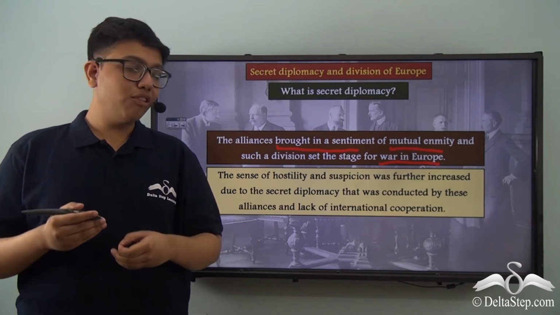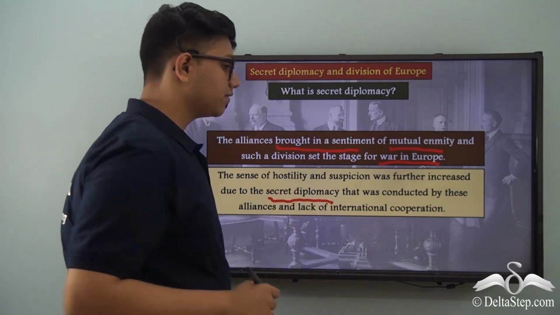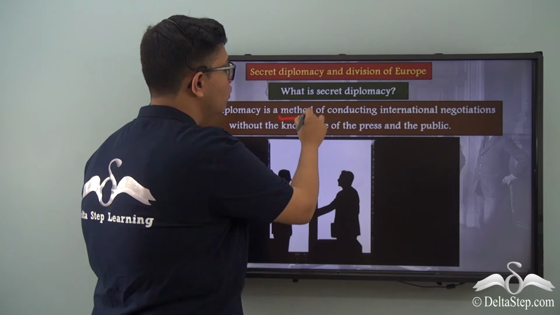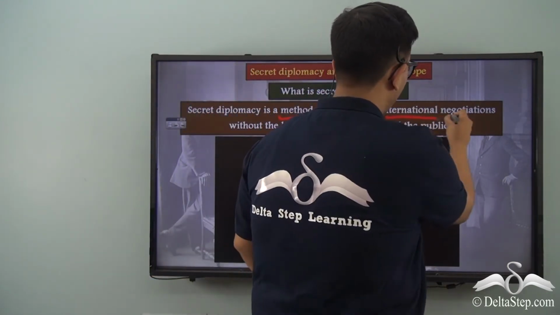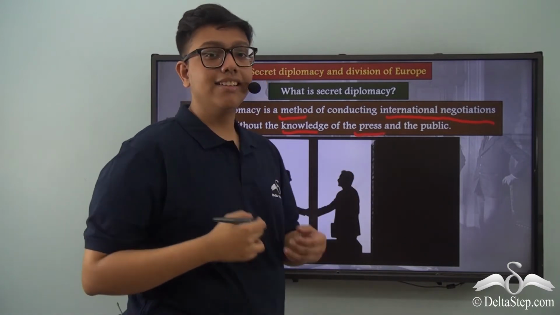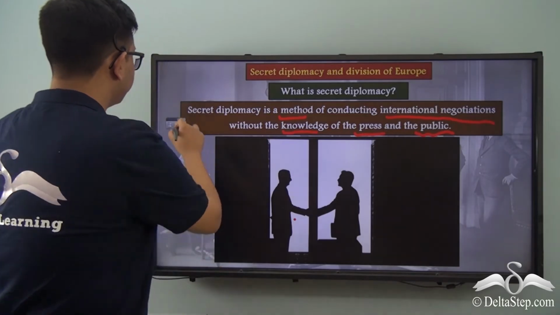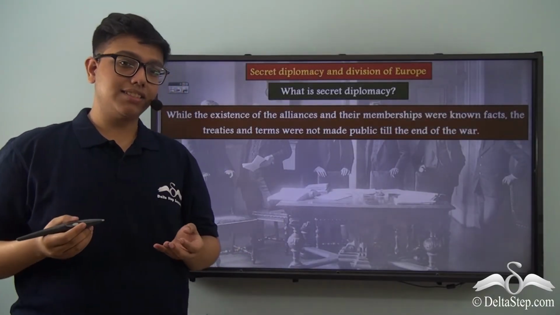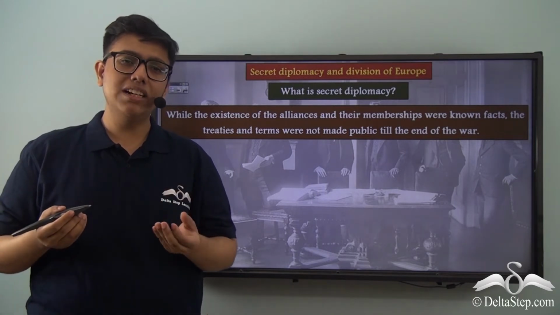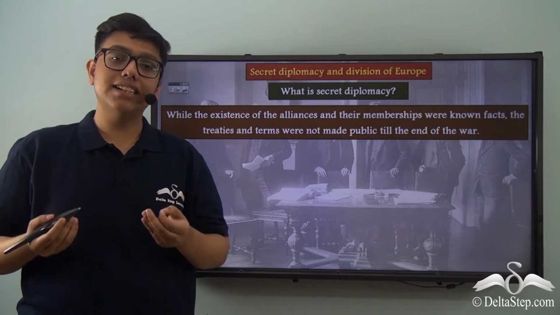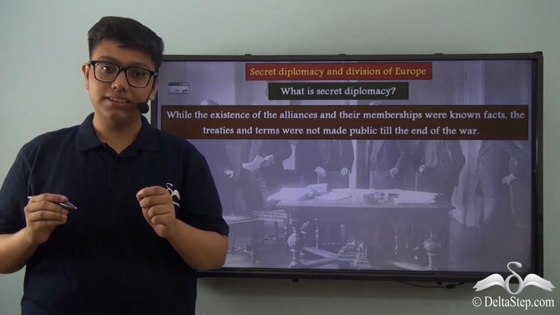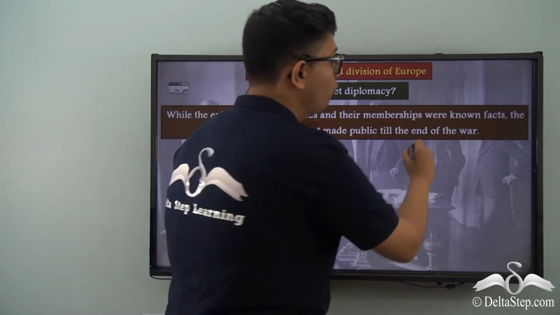So now let us study in detail what exactly this secret diplomacy is. So what is secret diplomacy? Secret diplomacy is a method of conducting international negotiations, or negotiations between countries, without the knowledge of the press and the common public. So while the existence of these alliances is known by the public and the press, and who the members of these alliances are is also commonly known, and as we just saw propaganda exists justifying these alliances, the subject matter of the alliances, the terms, the treaties, the policies, all this is kept secret, and is only made available to the public when the war is ending.